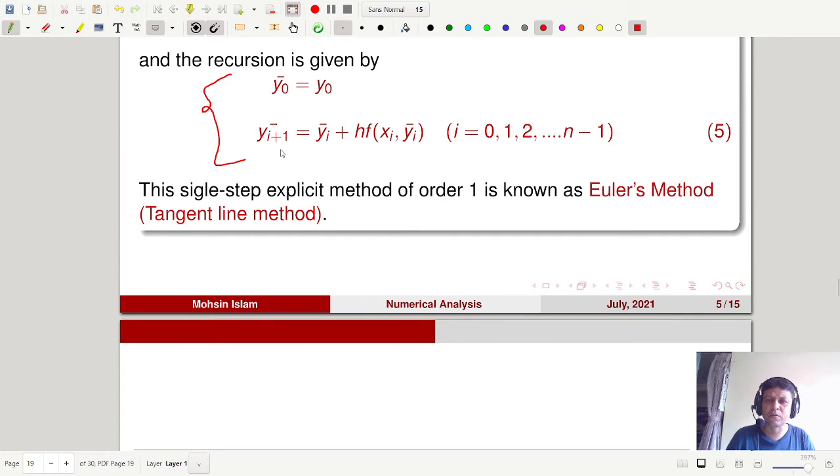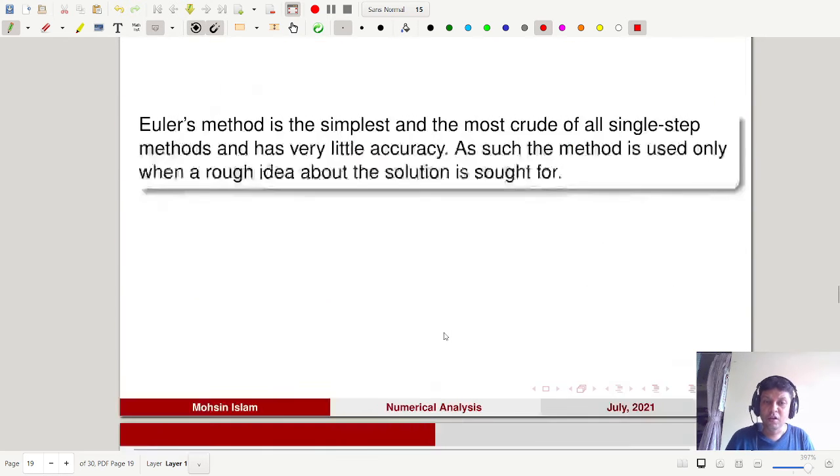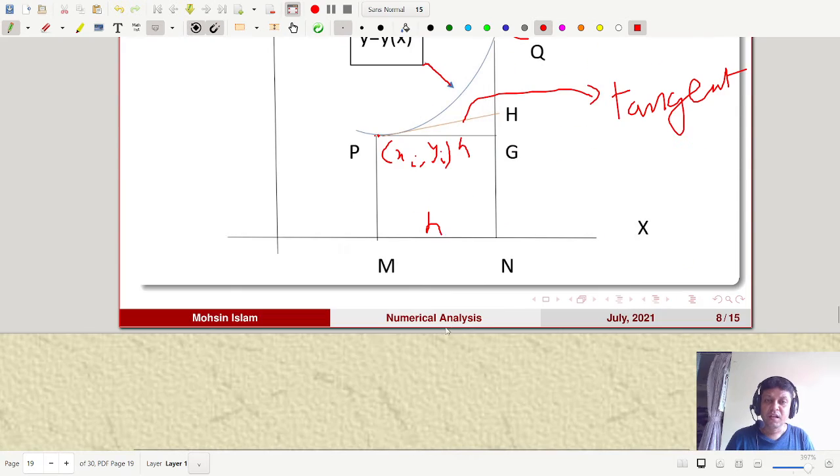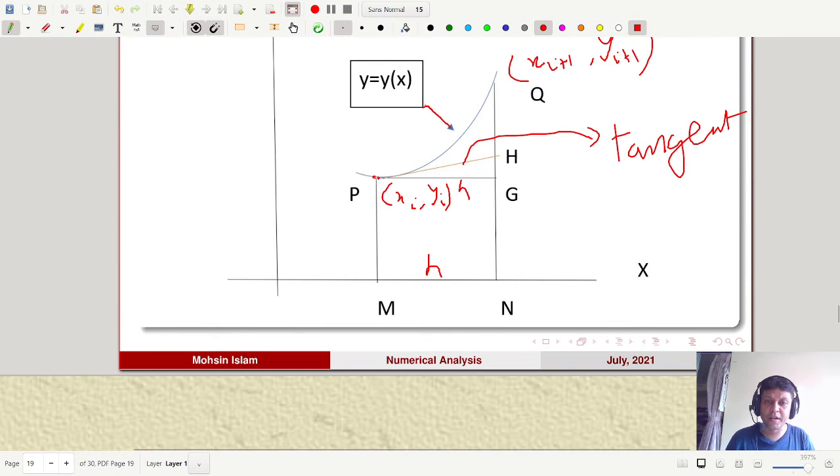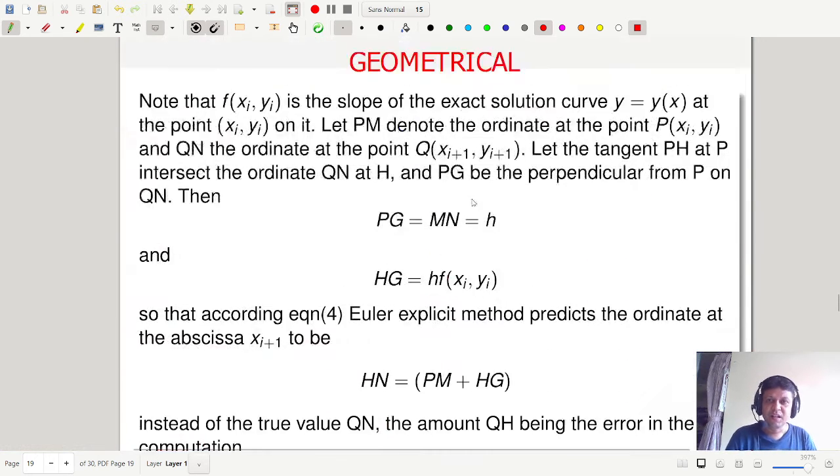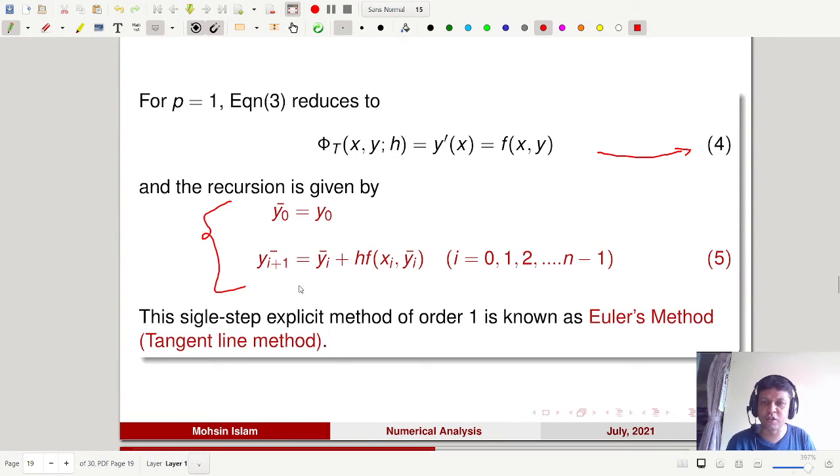y bar i plus 1 equals y bar i plus h times f of x i, y bar i. So you see, this is your x i, P is the point x i, y i, and this is your x i plus 1, y i plus 1, and PH is the tangent at that point. That is given by the equation of the tangent actually. This is the equation of the tangent. Actually, this formula, Euler's formula, is the tangent at that point. It gives you the tangent at that point.